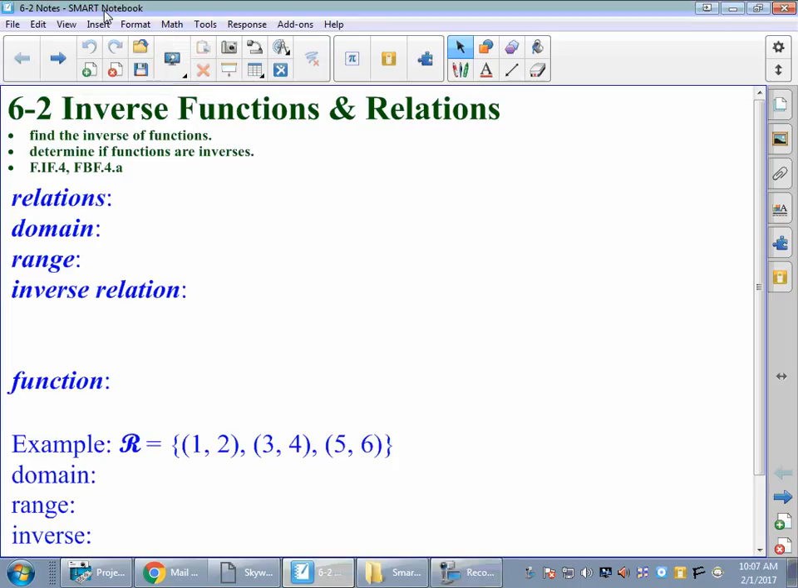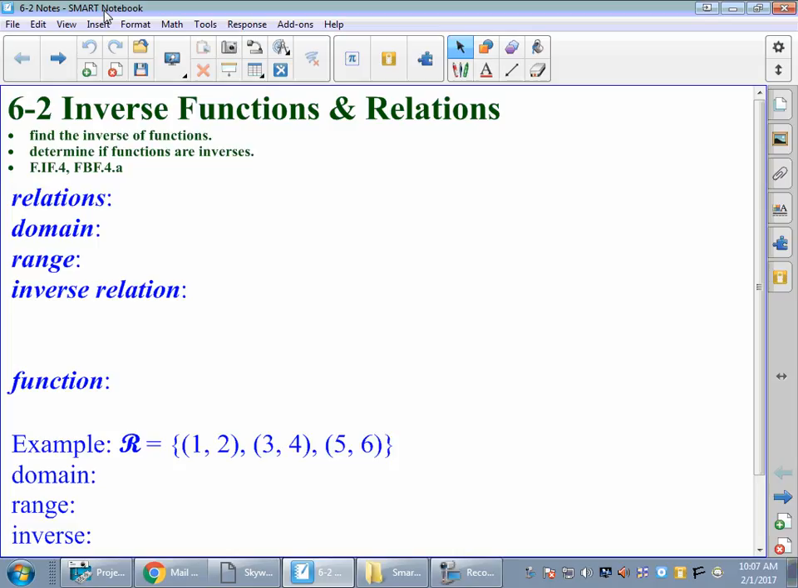These are your 6-2 notes on inverse functions and relations. We're going to concentrate on 3 objectives in this lesson. We're going to find the inverse of a discrete function, that would be like a set of ordered pairs. And then we will find the inverse of a continuous function, that would be like an equation. And then we'll also have a tool to figure out if, given 2 equations, they're inverses or not.